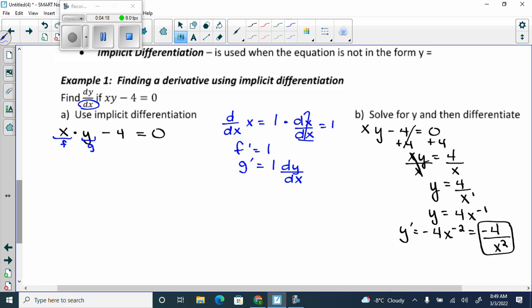So we're going to do the quotient rule. And by quotient, I mean product rule. So we're going to do f, which is x, times g prime, which is 1 dy over dx. Do I have to write the 1? No. So it's just going to be dy over dx.